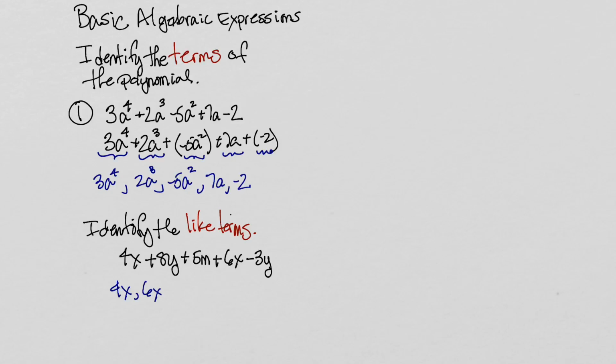Then look at these y's. We've got 8 of them here, and then over here at the end we're going to subtract 3 y's. So these are like terms. They're the same variable, but in this case we have different coefficients. So we're going to have 8y and negative 3y. Now we also have this 5m, but we're not going to write anything with it because it's unlike anything else. There's nothing that matches it.